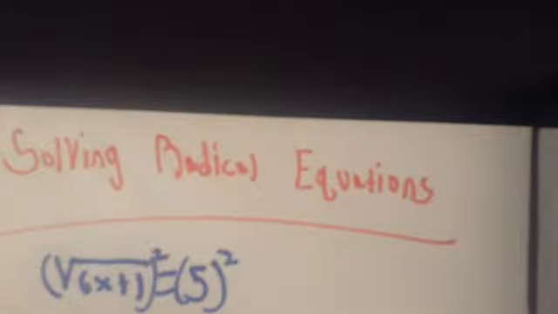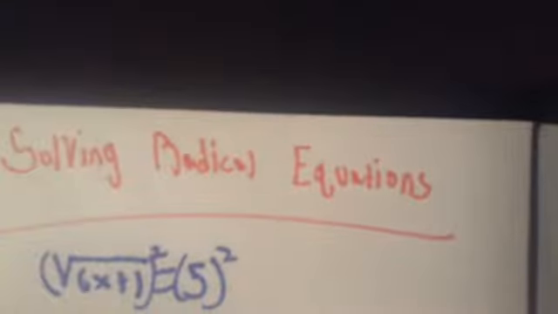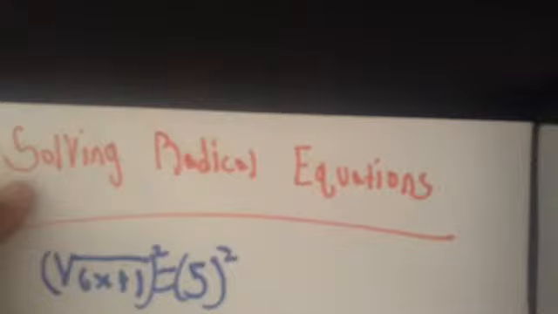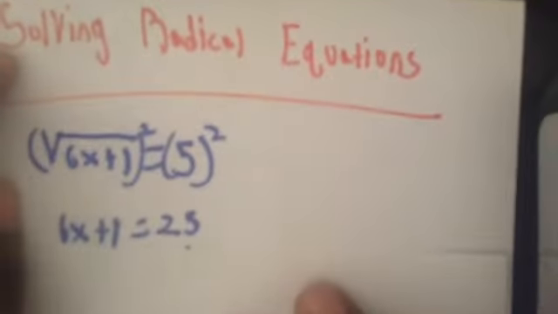So we have the square root of 6x plus 1 equals 5. The first thing that we want to do is get rid of the square root. So we're going to square both sides by 2. So we'll get 6x plus 1 equals 25.